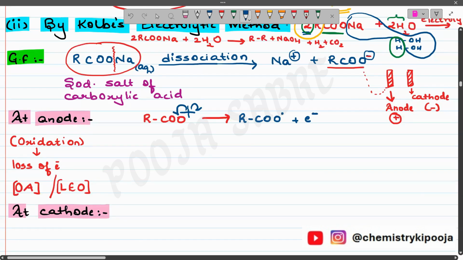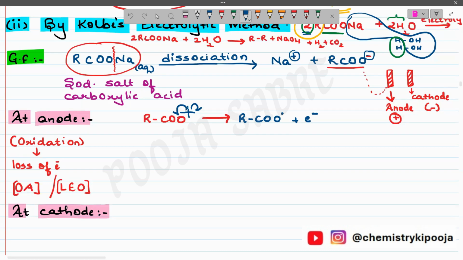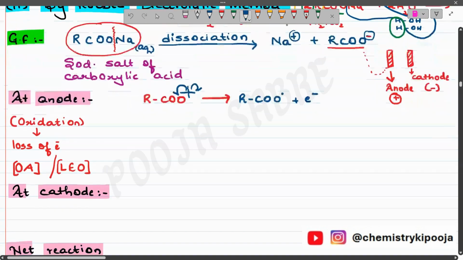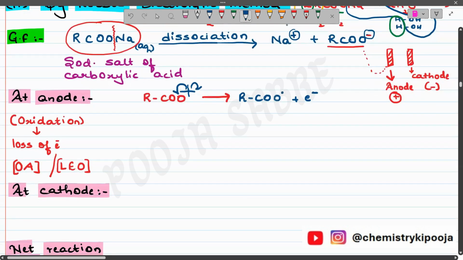Now from where the minus charge I have put, that I'll also explain later. Just remember this is what? One electron has been removed. Clear? Now this is the anodic reaction.